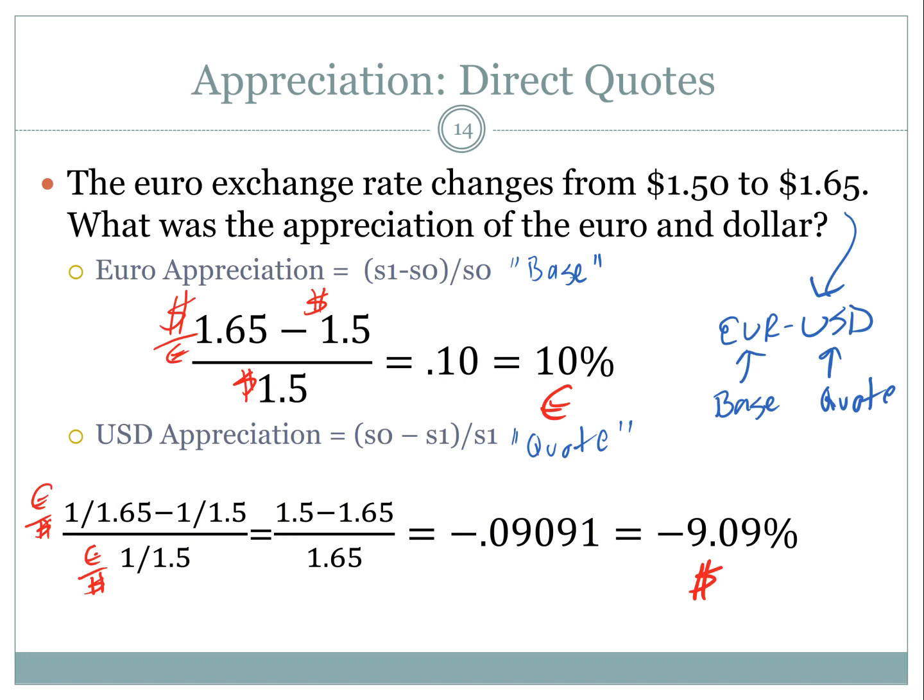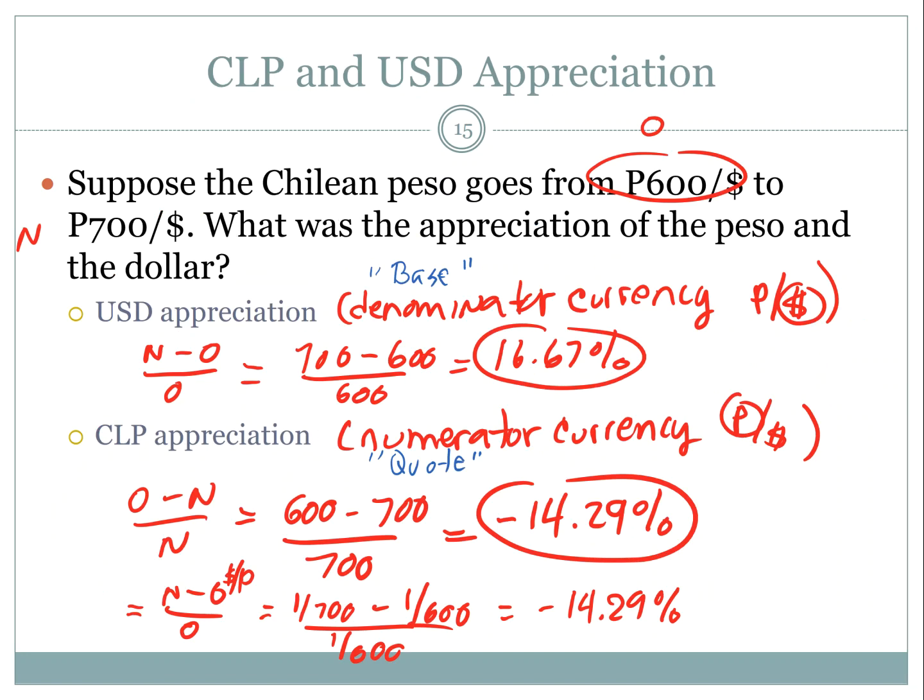Actually, let's do the next one. I think it's better to do an indirect quote, and then we'll see if that makes more sense. All right, so say the Chilean price of a dollar went from 600 to 700. That's the quote. Now, what's weird is people say, hey, what's the price of a peso? Oh, it's 600, now it's 700. That's not really the price of a peso, is it? It's actually the price of what? A dollar.